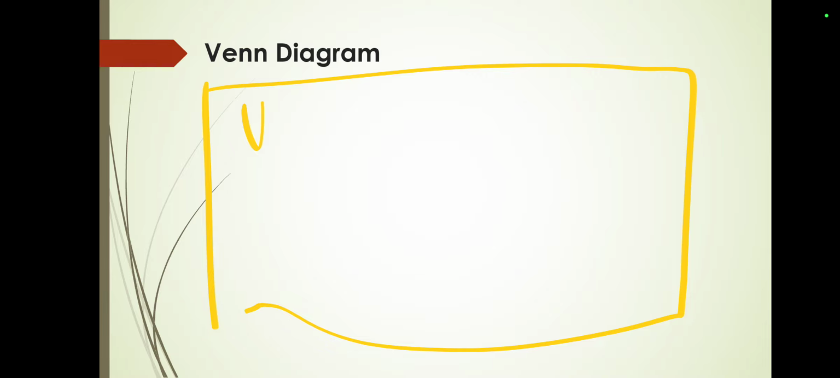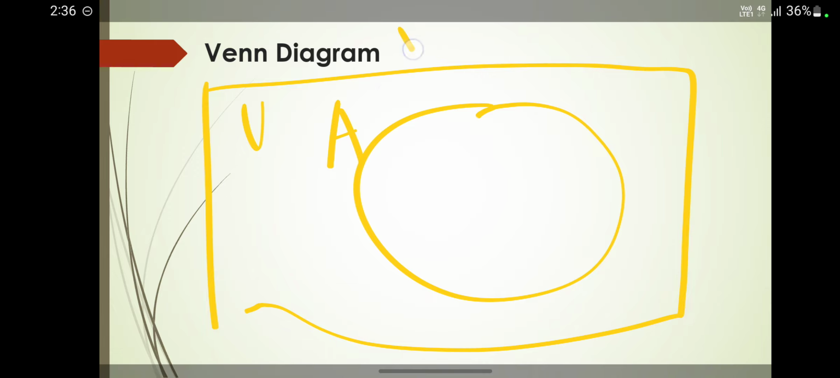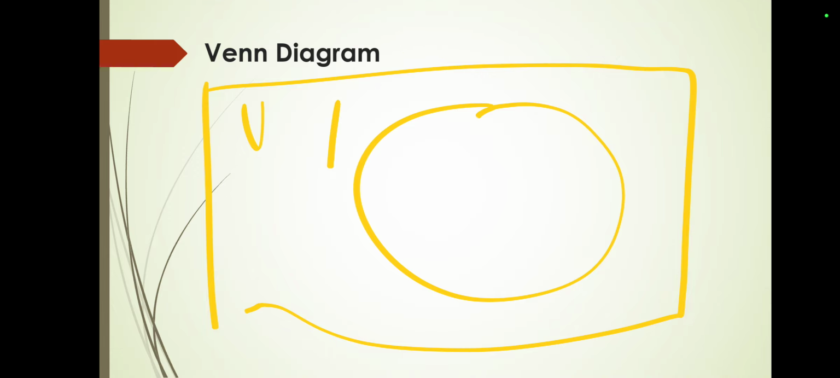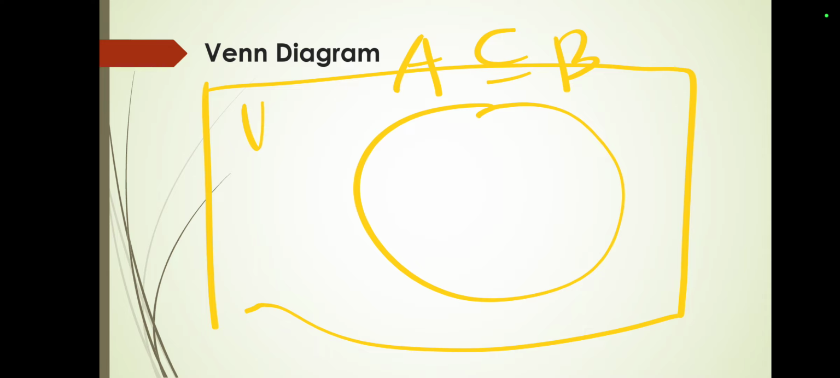Now, how about if I have a universal set like this, and then this is my set A. I will say A is a subset of B. What does it mean? That means that A is part of B. Therefore, the big circle there is what we consider as set B.